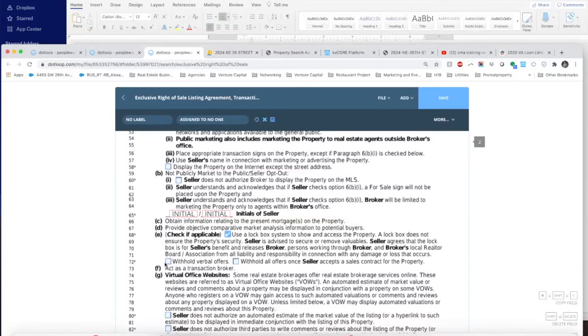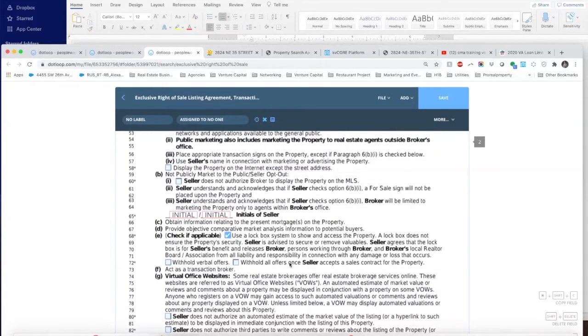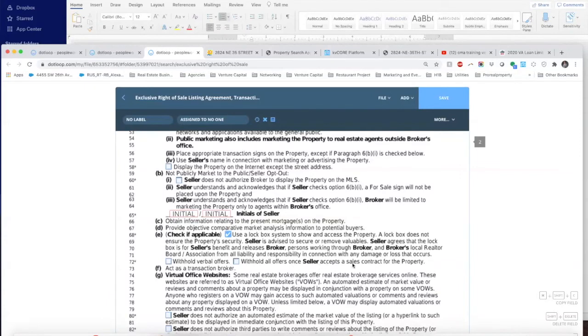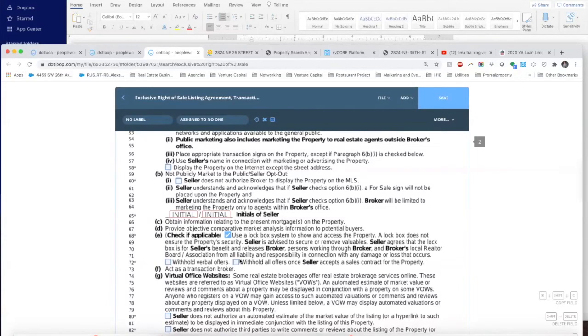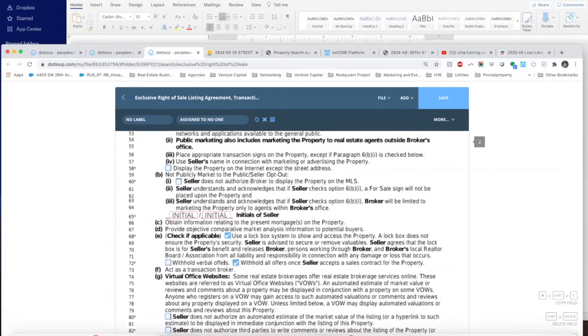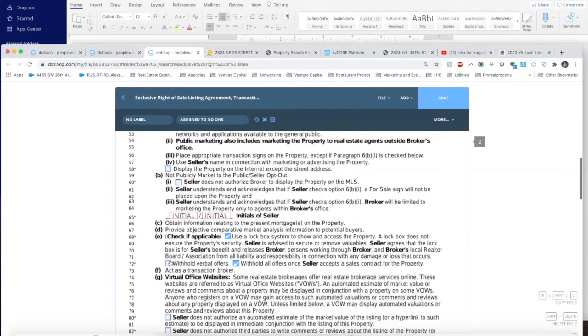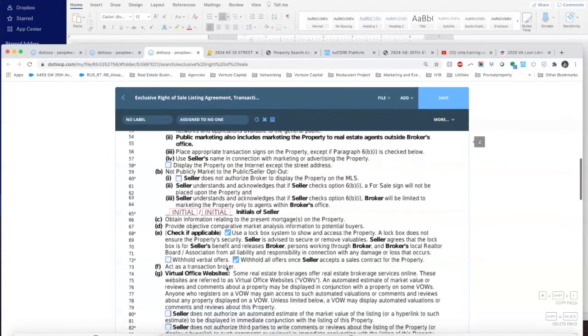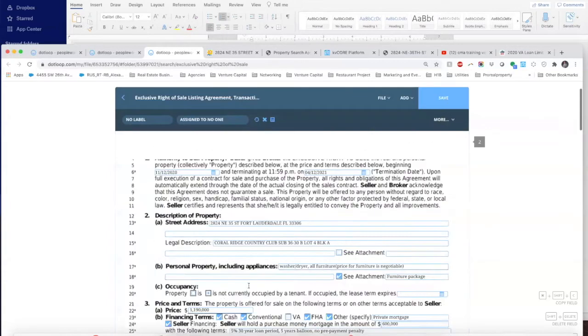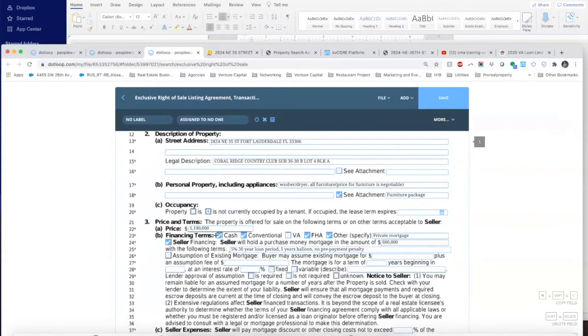Then there is an option here that we can withhold verbal offers. Withhold all offers once seller accepts a sales contract on the property. Sometimes this option can be good, because by default, we need to present every offer which comes to us in writing, and we need to send it and present it to the seller. Sometimes what happens, let's say we listed at 1.19, we received a full price offer, it's under contract.